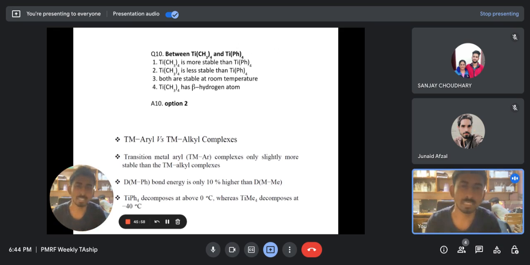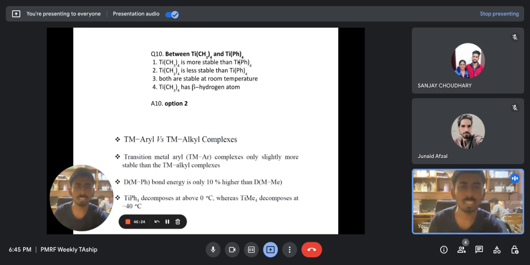in sp3 hybridization. Now between sp3 and sp2 carbon atoms, sp3 carbon atoms are less electronegative in nature, but sp2 carbon atoms are more electronegative, because sp2 carbons have 33% of s character, but sp3 carbon atoms have only 25% of s character. That's why these phenyl groups are more electronegative than the methyl groups.